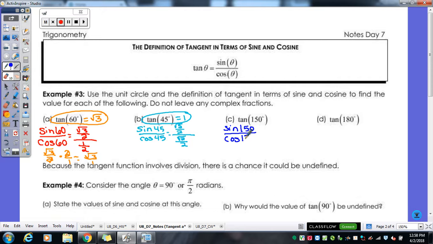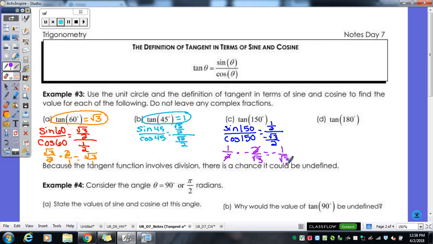So tangent of 150 is going to be sine of 150 over the cosine of 150. So what is our sine of 150? 1 half. Cosine of 150? Negative radical 3 over 2. So now we'll do our keep, change, flip. So 1 half, change to multiply. Flip my bottom fraction so it becomes negative 2 over radical 3. The 2's cancel out. So I get negative 1 over radical 3.